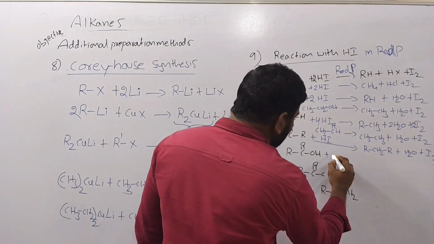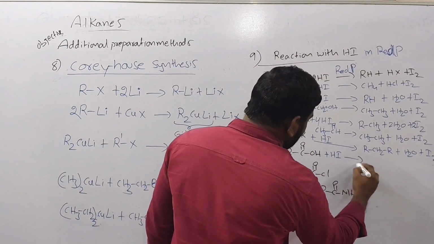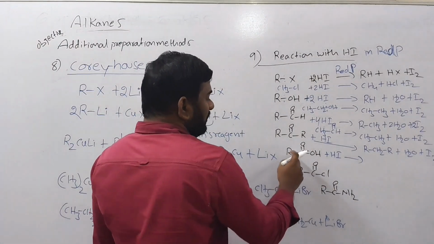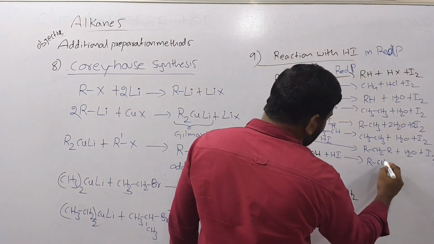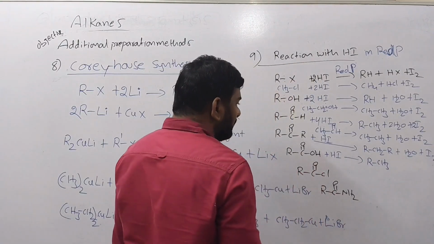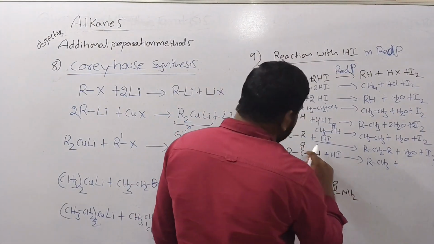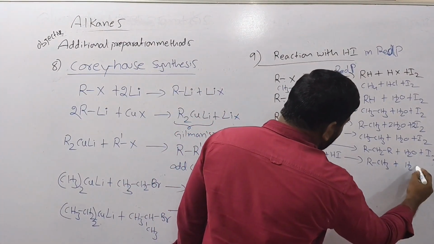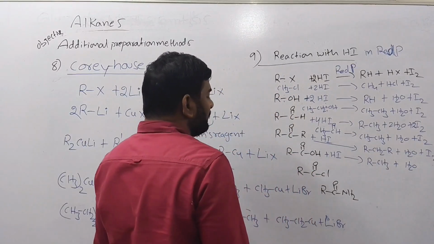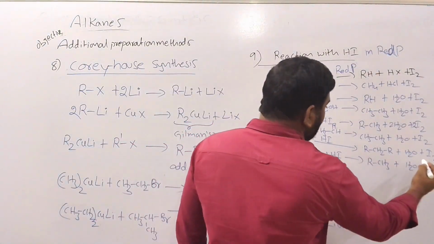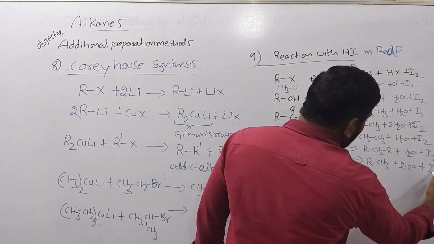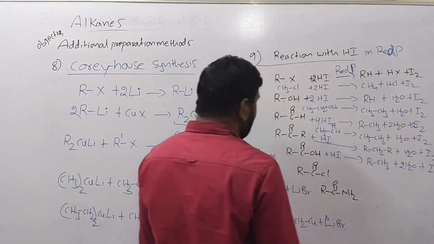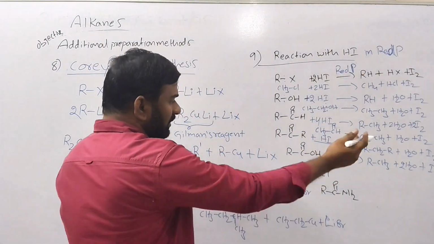Next, a carboxylic acid also reacts with HI. What is happening here? This carbon is converting into CH3, so RCH3. The COOH carbon is converting into CH3. Here how many oxygens are there? Two, so 2 moles of H2O you have to write. Later, how many iodines are required? That many iodines you have to write. You have to balance the iodine.